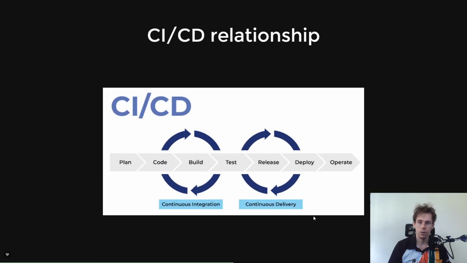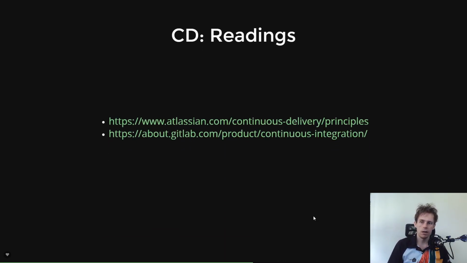And this is how continuous integration and continuous delivery fit together, right? You plan your code, you code, it builds, it tests, you go through that process until it's good, and then once it's good, you go through the release process where it actually gets released and sent out to users like that. You can read more about continuous delivery on Atlassian's site or GitLab's site.